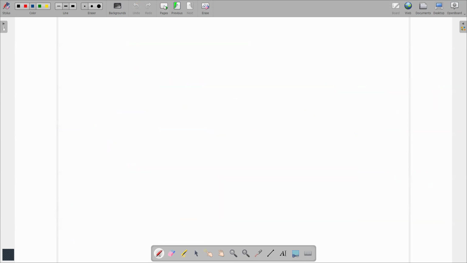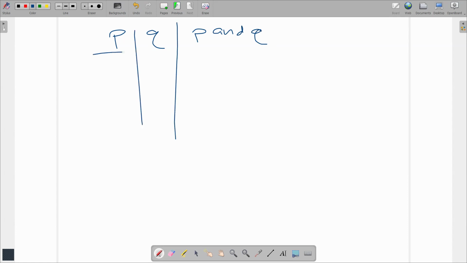Truth table for an and. So P, Q, P and Q. And again, we could be talking about cake and ice cream. We could talk about evens and primes. There's lots of different things we could talk about with that. I'm just going to go back to the cake and ice cream part.